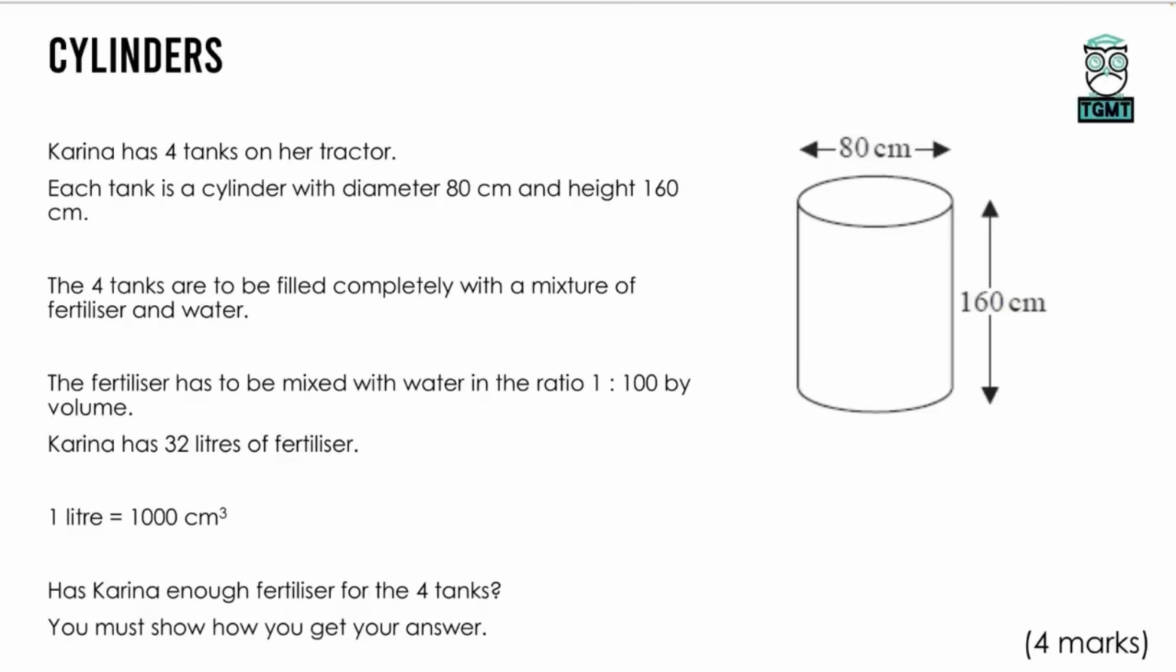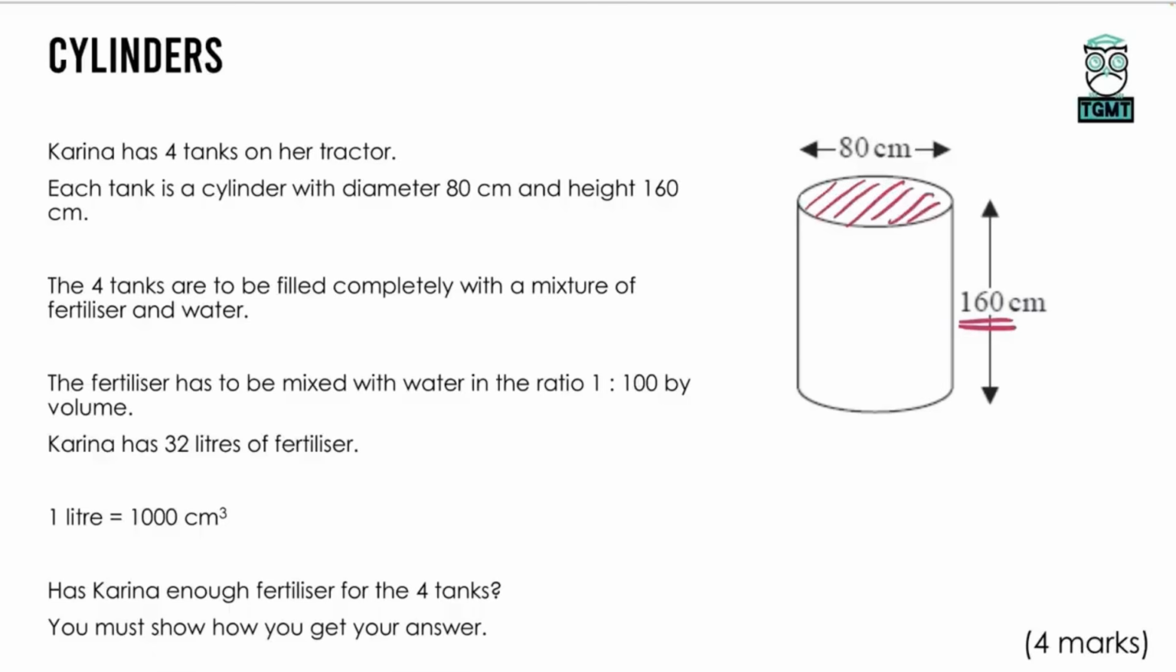And it tells us here that 1 litre is equal to 1,000 centimetre cubed. Has Karina enough fertiliser for the 4 tanks? You must show how you get your answer. Well, for starters, we need to actually work out the volume of one of these cylinders. So the volume of a cylinder is the same as any other prism. You get the area of the cross-section and times it by the height.